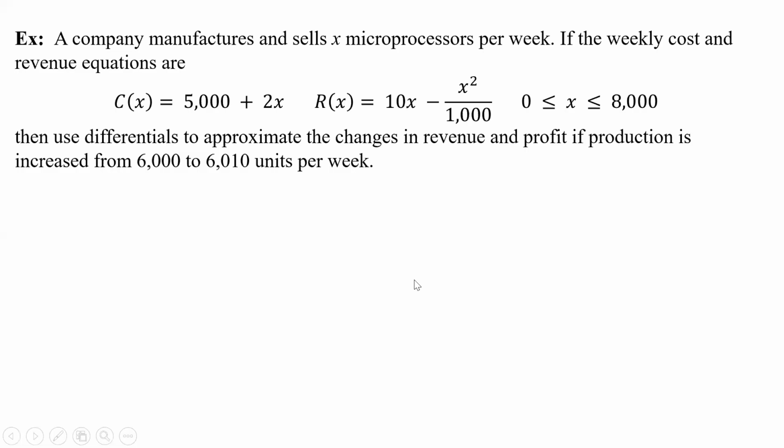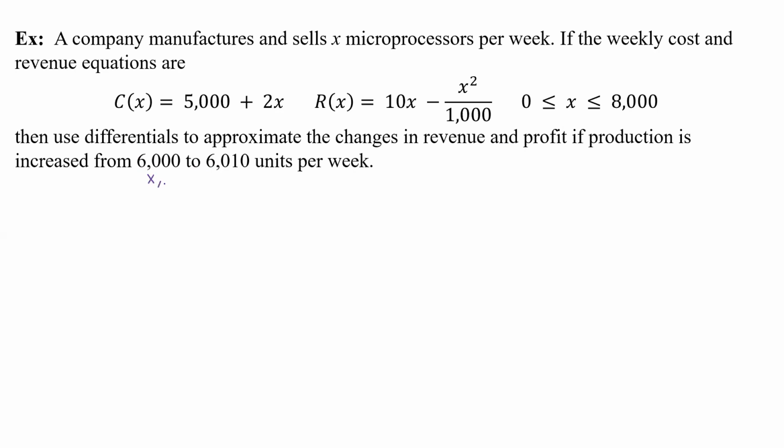All right, so here we have a company that manufactures and sells x microprocessors per week. If the weekly cost and revenue equations are C of x equals 5,000 plus 2x, and the revenue is 10x minus x squared over 1,000, where x is between 0 and 8,000 microprocessors sold each week, then we're going to use differentials to approximate the changes in revenue and profit if the production is increased from 6,000 to 6,010.